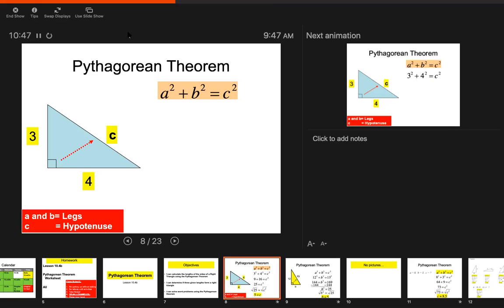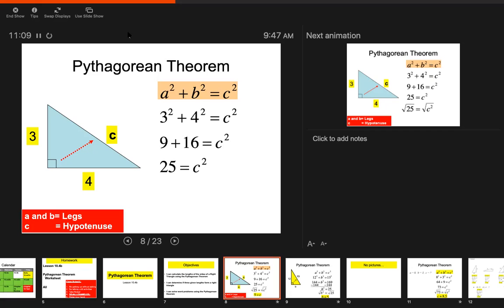The legs are the two sides of the triangle that make the right angle. That's 3 and 4. The hypotenuse is the side that is opposite the right angle. That is your C. So in this case, we're solving for C. We square 3, we get 9. We square 4, we get 16. 9 plus 16 is 25. It says C squared is equal to 25.